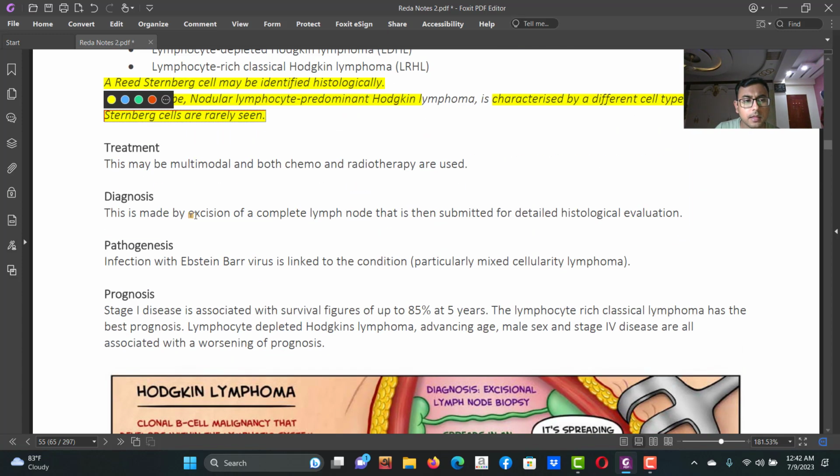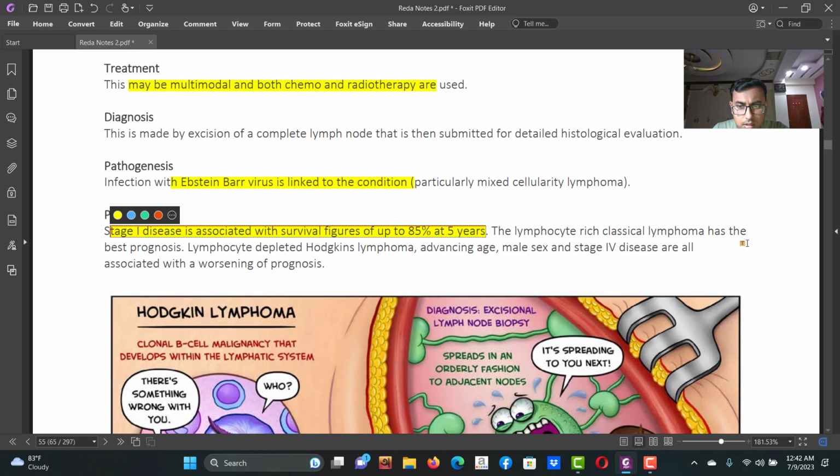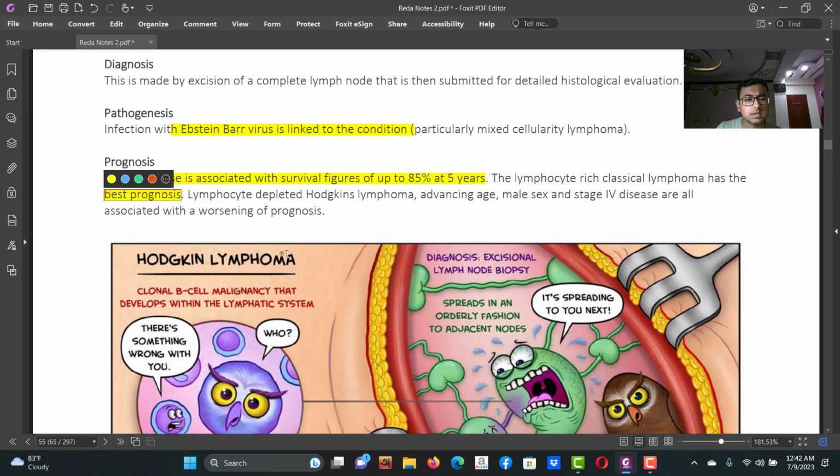Treatment may be multimodal, with both chemotherapy and radiation used, made by excision of a complete lymph node for detailed histological evaluation. Pathologies include infection with Epstein-Barr virus. Stage 1 disease has an associated survival of 85%, and lymphocyte rich classical lymphoma has the best prognosis. Lymphocyte depleted Hodgkin's lymphoma, advancing age, male sex, and stage 4 are associated with worsening of the prognosis.